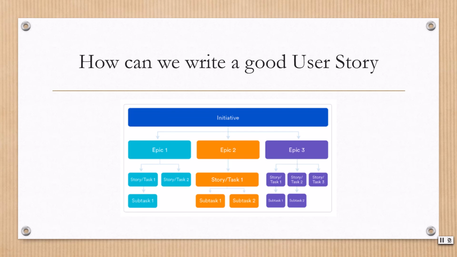So you can imagine something really big, just like an initiative, and then you have the epic for what you would like to do, which is also really big, just like a feature. And then you have the story, and then you have tasks, and then you have subtasks.